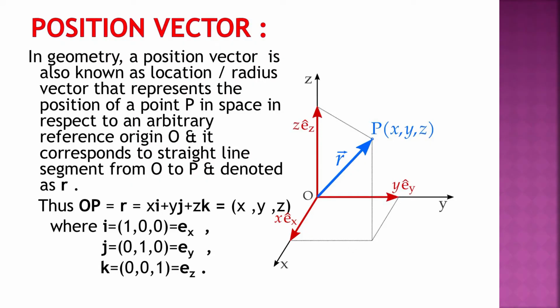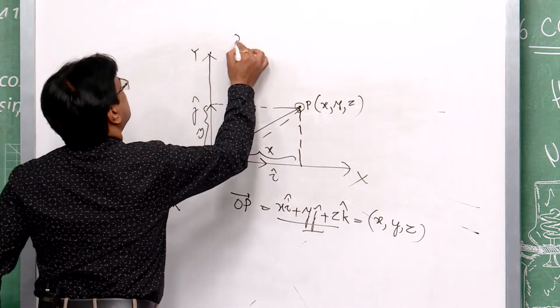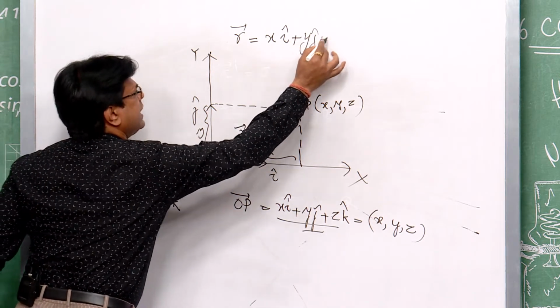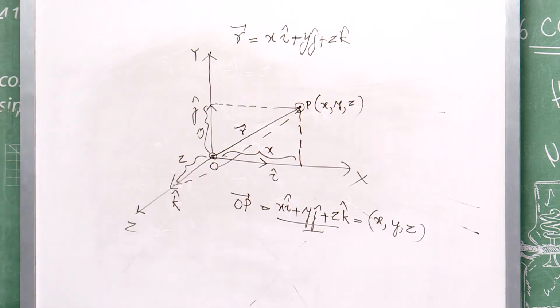Then come to another vector. Position vector, in geometry, is also known as a location or radius vector that represents the position of a point P in space with respect to an arbitrary reference origin O. It corresponds to the straight line segment from O to P and is denoted as R. So, this is denoted as R vector. So, R vector is x i cap plus y j cap plus z k cap. So, this is your position vector of a point.